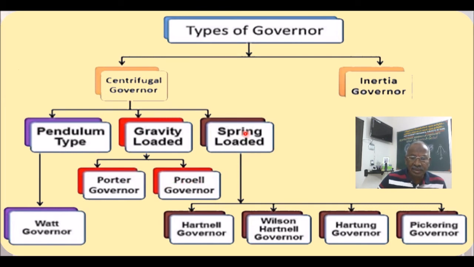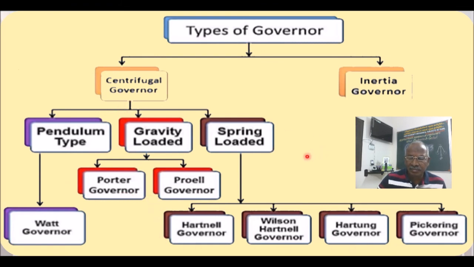In spring loaded governors, instead of dead weight, a spring is loaded in the governor. Here we have four types of governors. One is Hartnell governor, second one is Wilson-Hartnell governor, third one is Hartung governor, the fourth one is Pickering governor. Mostly we are going to study about these 6 governors.